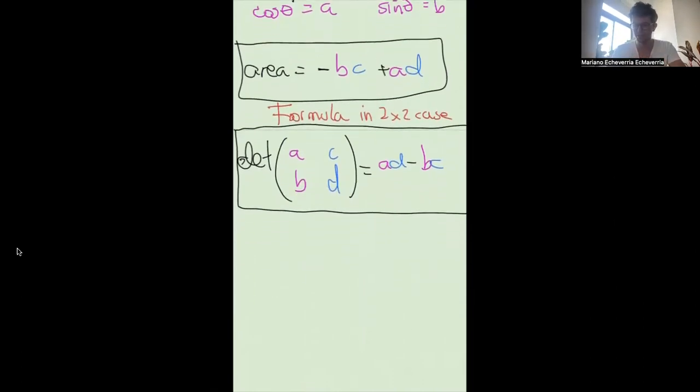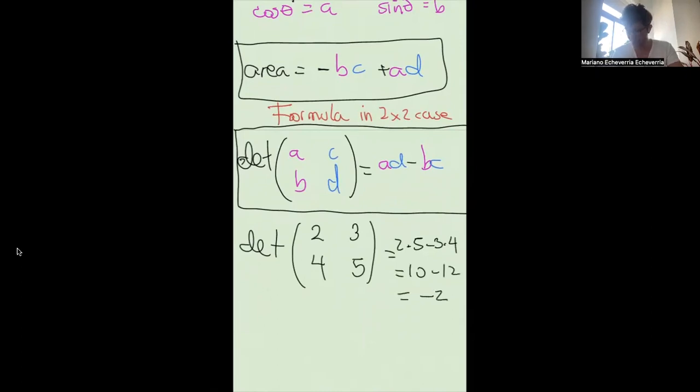So let me do some examples. This formula is relatively easy. If you do this, it's 2 times 5 minus 3 times 4. So this is 10 minus 12. This is negative 2. In absolute value, that is the area, so the area of the parallelogram is 2.